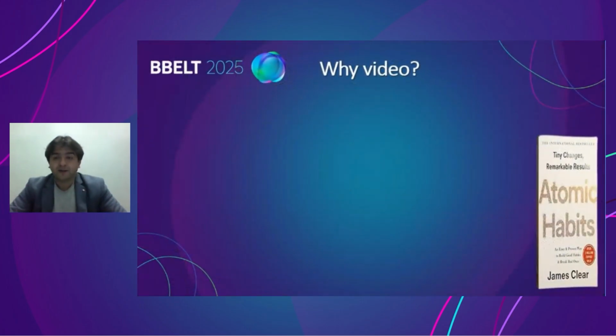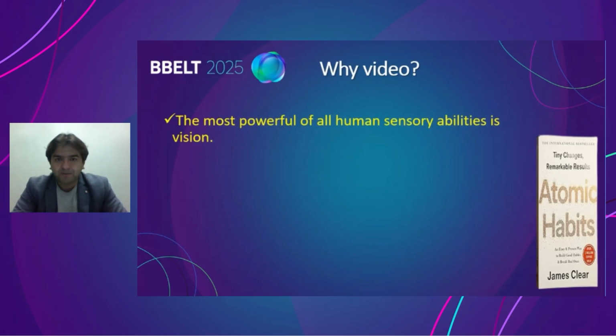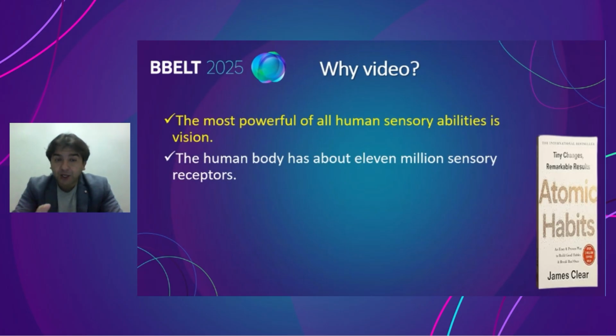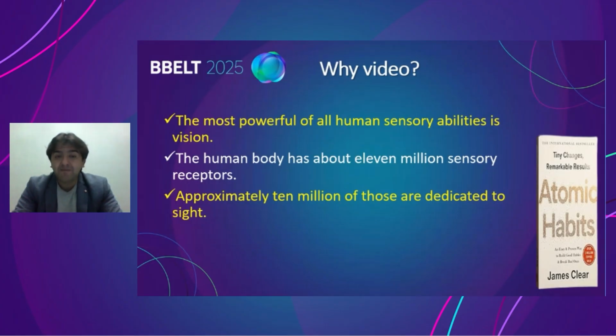Have you read a bestseller, a million-copy book by James Clear, Atomic Habits? In that book, page 84, he brings up some fascinating facts about video. Let's find out together. He says the most powerful of all human sensory abilities is vision. The human body has about 11 million sensory receptors. Approximately 10 million of those are dedicated to sight.